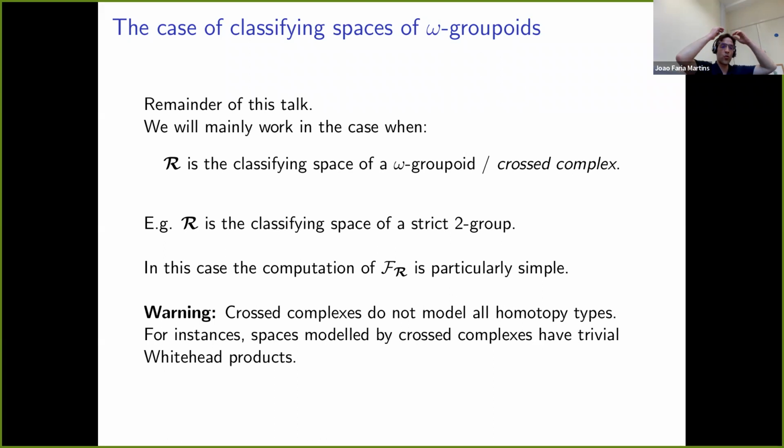Let me just put this warning: crossed complexes do not model all homotopy types. So to actually get all Quinn TQFTs, you need to use more sophisticated models for homotopy theory. But let us stay today with classifying spaces of omega groupoids. For example, spaces modeled by crossed complexes have trivial Whitehead product, so they definitely don't parameterize all homotopy types. And I haven't even defined what a crossed complex is.